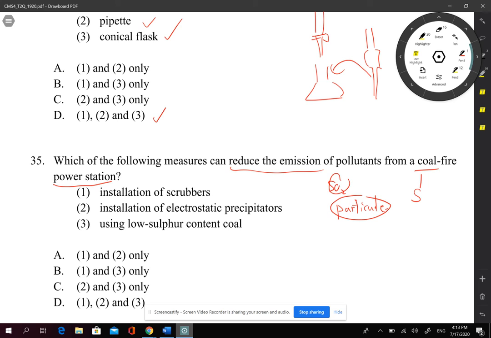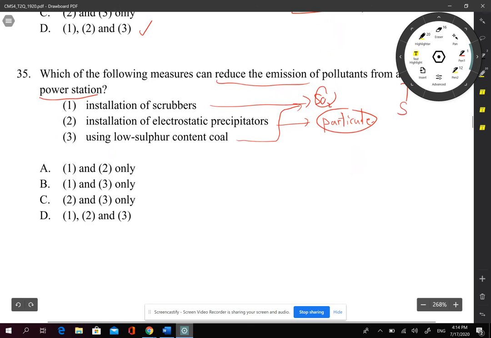Why? Because a scrubber is used to remove SO2. An electrostatic precipitator is used to remove particulates. And low sulfur content coal, of course, because if there is no sulfur content, then it will not produce sulfur dioxide. So all three methods can be used to reduce the emission of pollutants. So the answer is D.